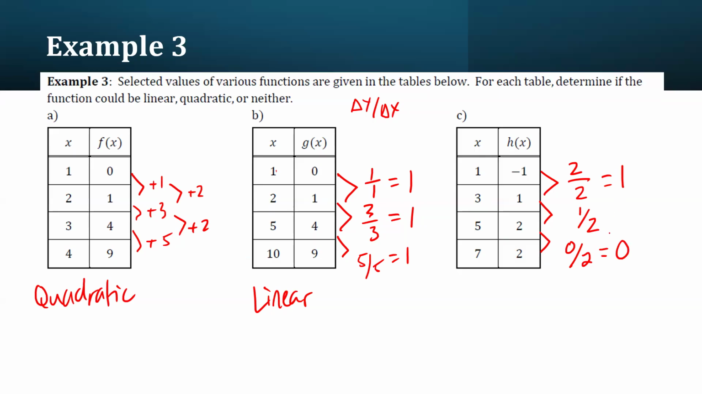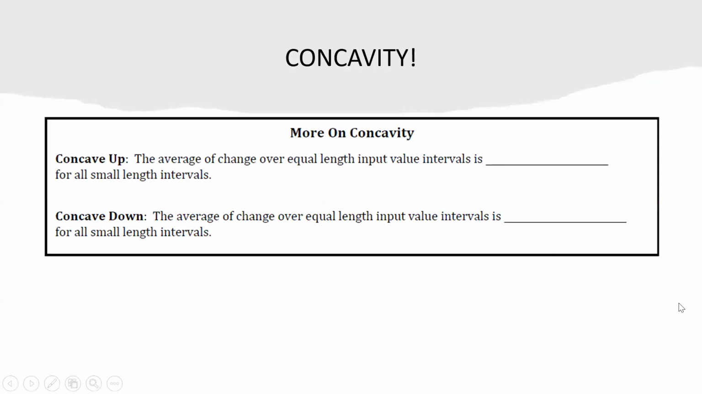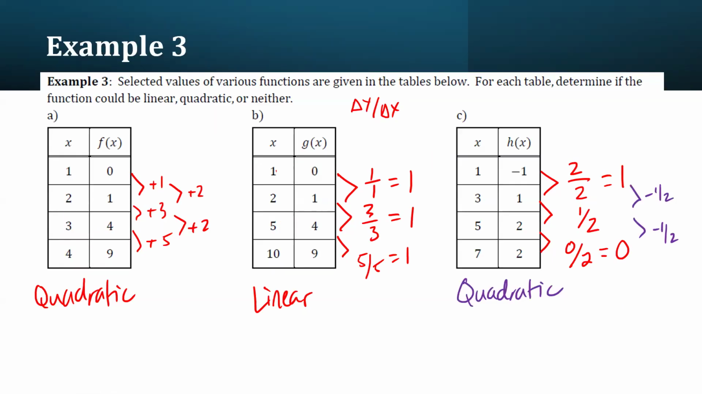Okay, they're not the same, but is there a constant value being added or subtracted? It's going to be subtracted. What is that constant value? Minus a half and then minus a half. Because there's a constant change in my rate of change, that makes this quadratic. How do we feel about analyzing the table to determine whether it's linear or quadratic? That's easy. We're okay? All right. Next, concavity.